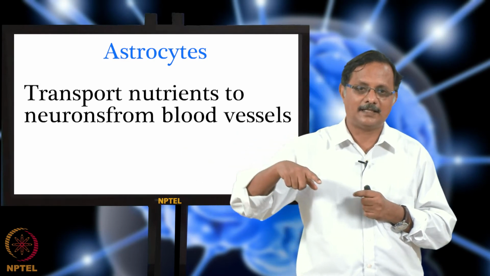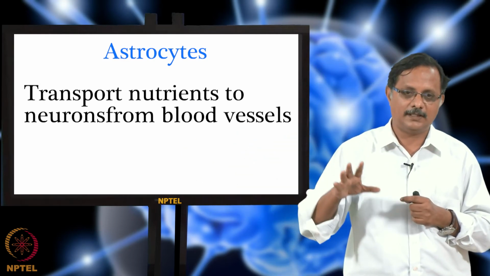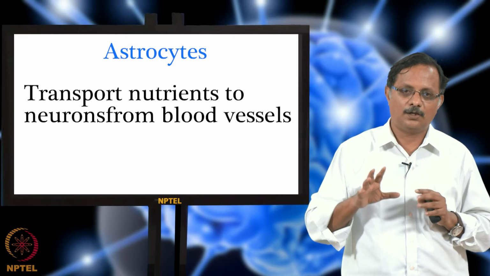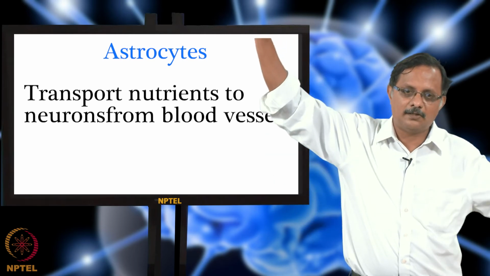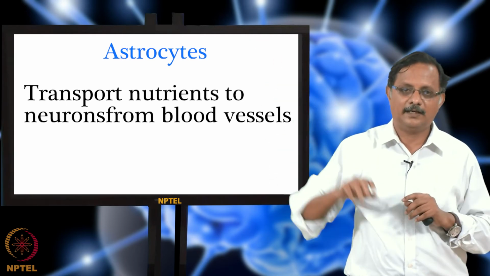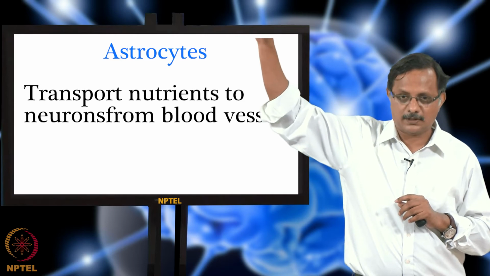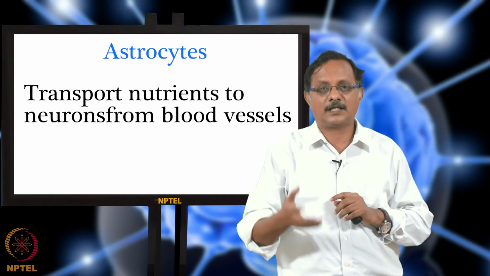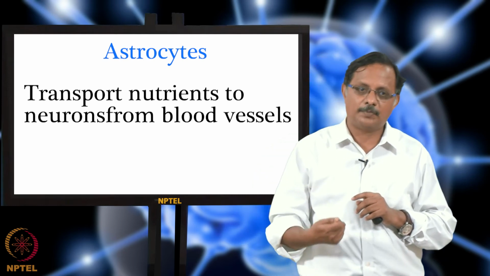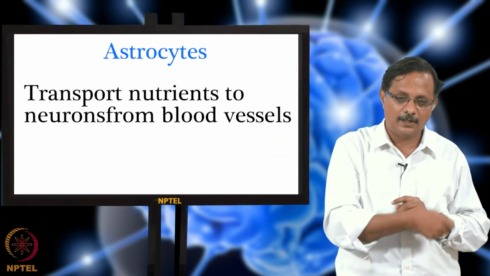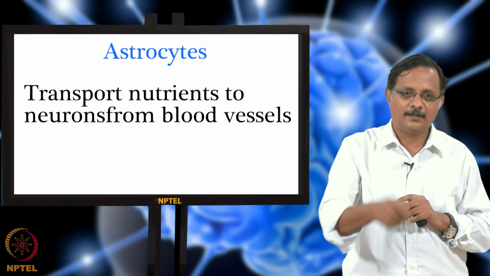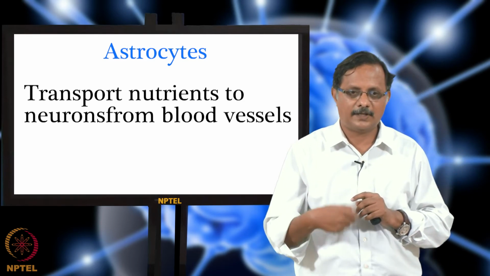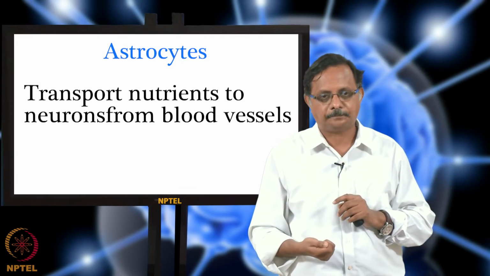So astrocytes act as intermediaries between the blood vessels and the neurons. You have an astrocyte holding on to a blood vessel on one side and making contact with the neuron on the other side, and it picks up the energy in the form of glucose from the blood vessels. The glucose enters the astrocyte, where it gets converted into lactate. The lactate is supplied to the neuron, where it is picked up and converted to ATP, and this ATP is used for driving the activities of the neuron.